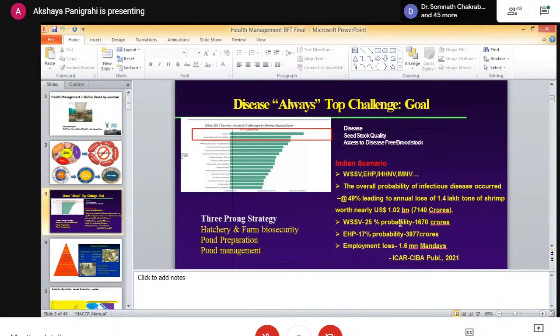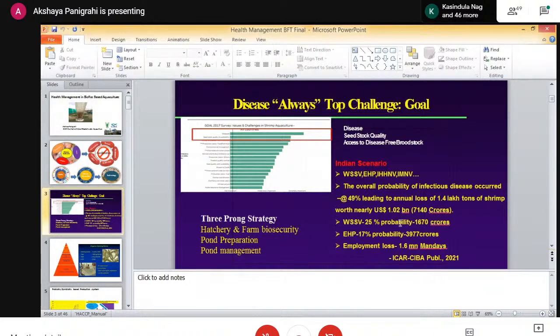It comes and it destabilizes. Even now the microsporidium EHP, which causes the white fecal and other syndromes, is also there. We have one recent publication where we tried to figure out what kind of loss India is facing from the 40,000 crore that we earn from the export of shrimp.